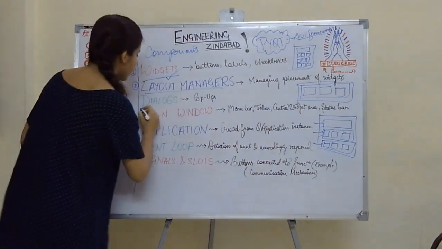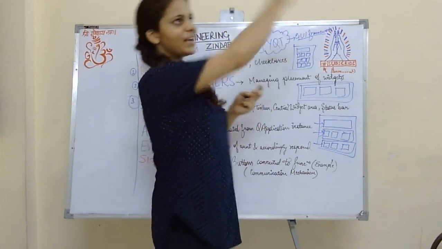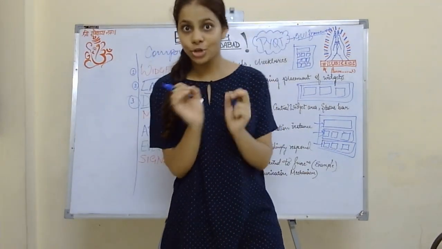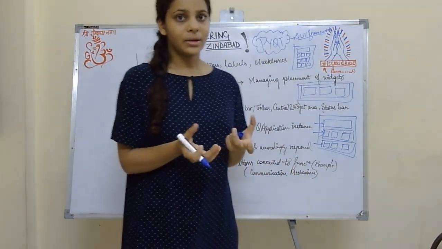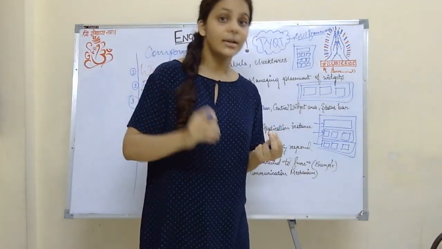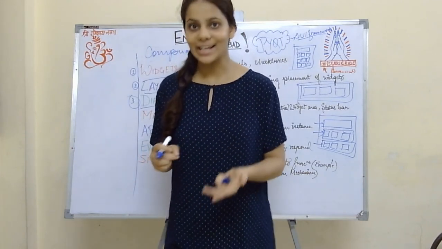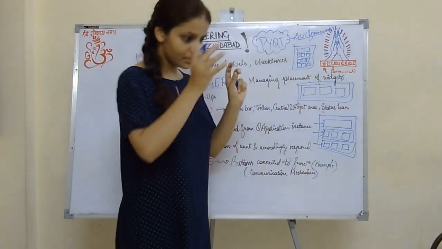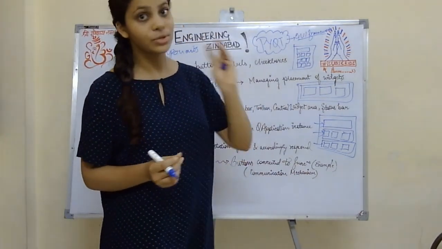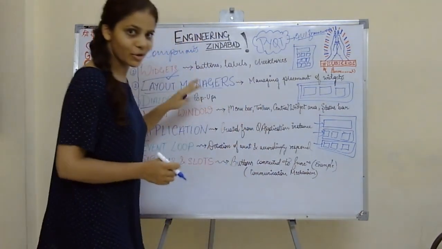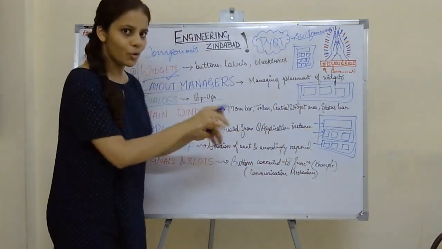Next thing: dialogues. The third thing is dialogues, the pop-ups. When we are exiting an application, there is a pop-up: are you sure you want to exit? These kinds of pop-ups come when a user is taking some kind of decision that he or she must think twice about, or there is some kind of warning that the user must not do this, then we put pop-ups in between. So there is a warning pop-up, let's suppose. We will be coding this also.